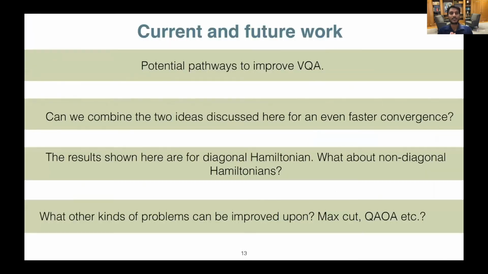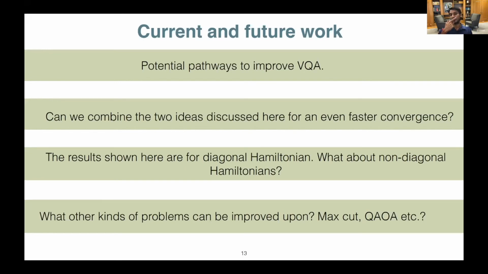Okay, so I would just like to summarize here that there are potential pathways to improve variational quantum algorithms, and we are working on it. And then there are interesting questions one can ask, like, can we combine the ideas of looking at different cost functions with improving the optimization to get even faster convergence. And then the results shown here, in particular for the partial distribution or tail of the distribution, were for diagonal Hamiltonians. So what about non-diagonal Hamiltonians?